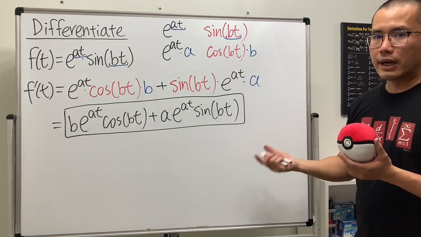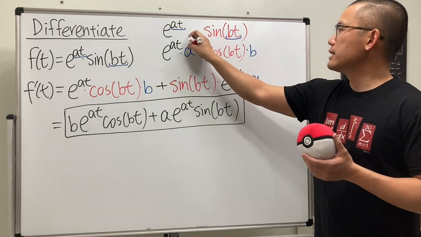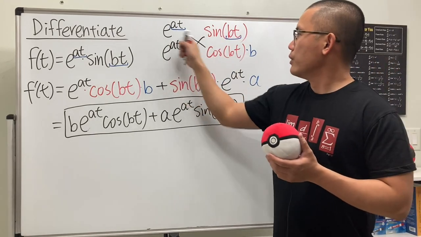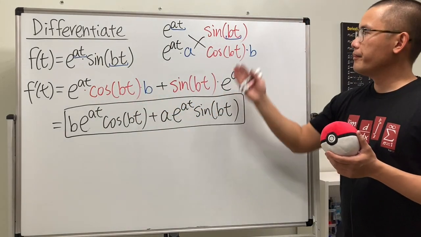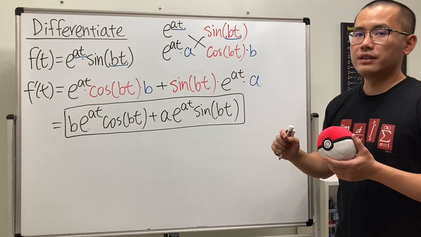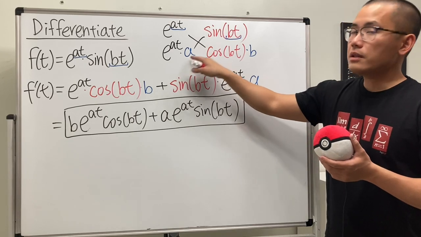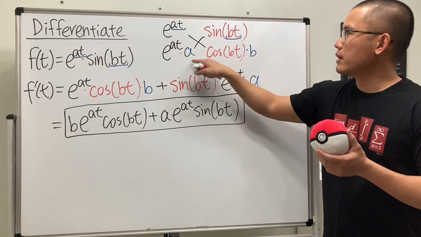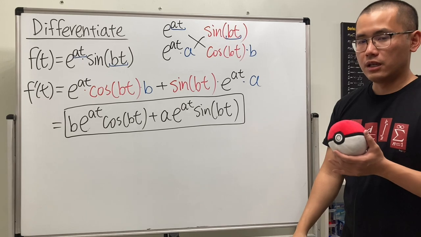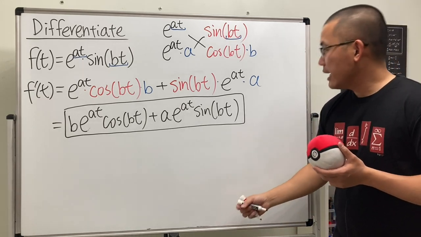So this is just the product rule part. And you see, we do this times this, and this times that. So that's the first part of the answer, and that's the second part of the answer. And again, be really careful with the chain rule part. So the blue part is where we will have to use the chain rule, all right?